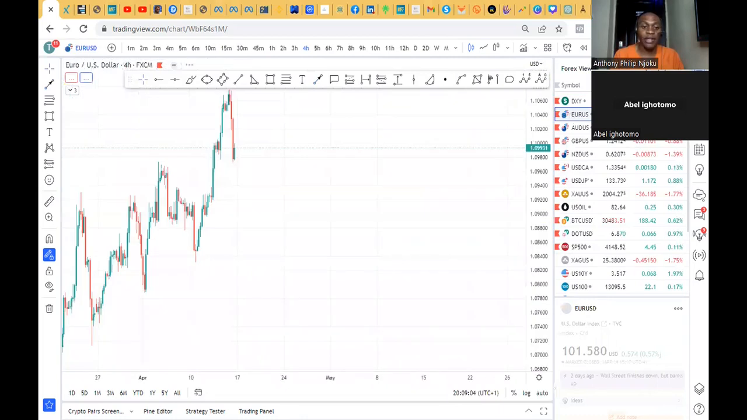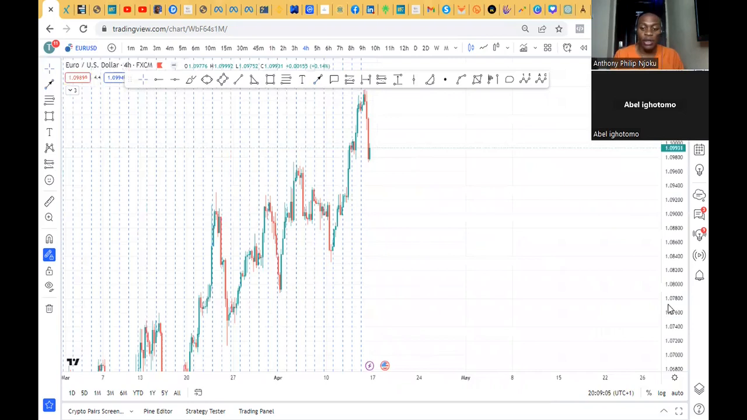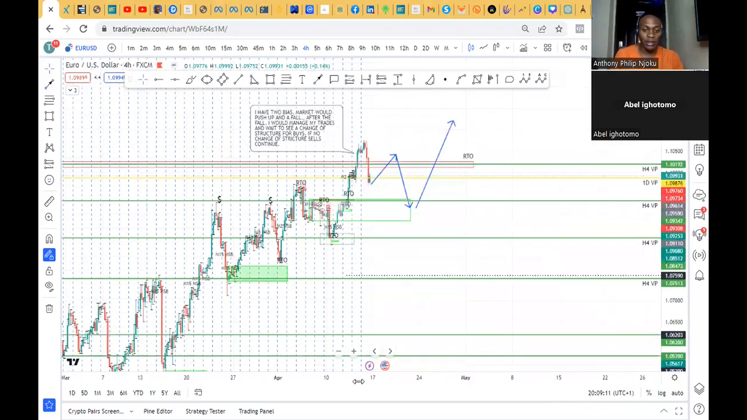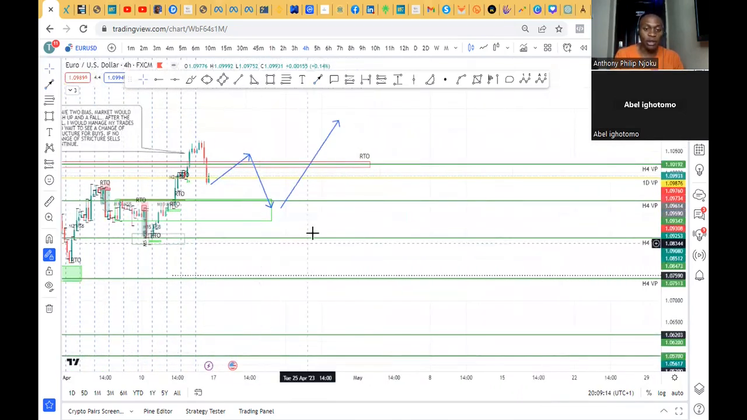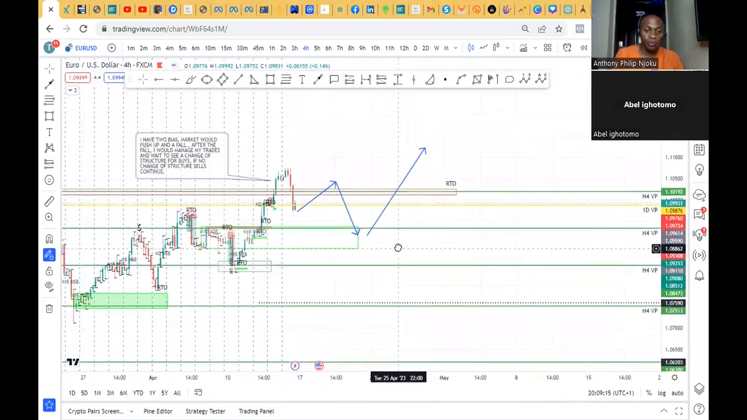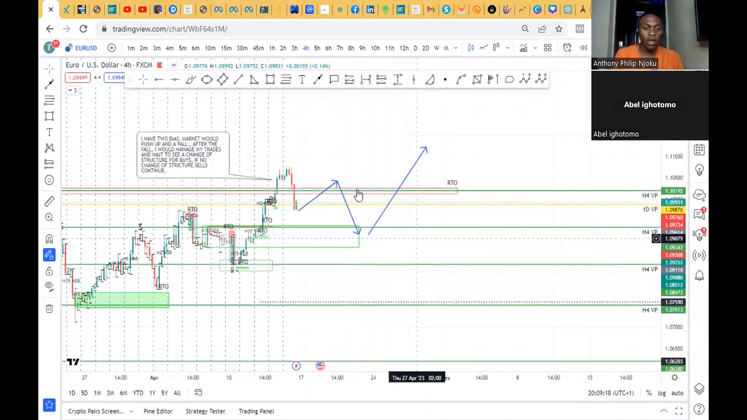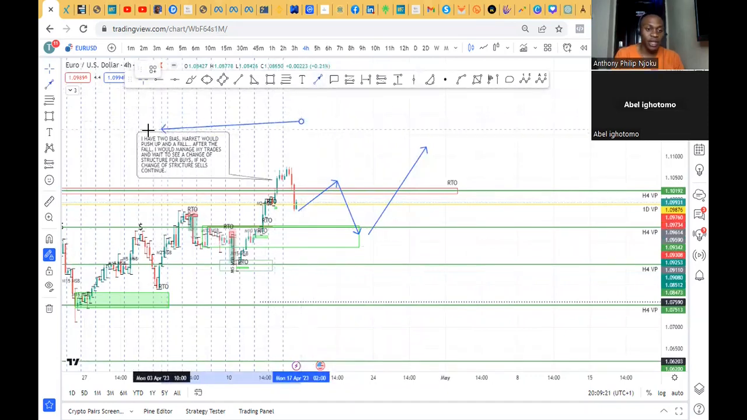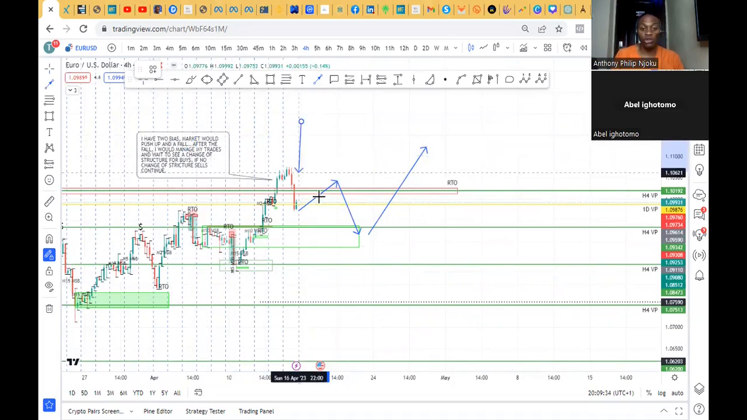One of my favorites, a major pair I trade most times: EURUSD. Because I expect DXY to go down, as you can see here, I have this bias written out. I have two biases. The market would push up and then fall. After the fall, I would manage my trades and wait to see a change of structure for buys. If there is no change of structure, sells continue.